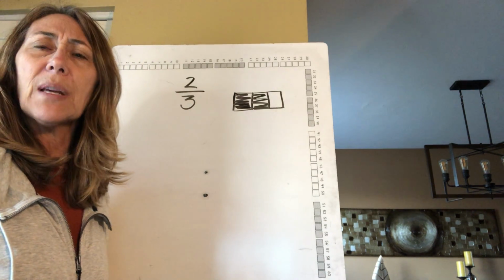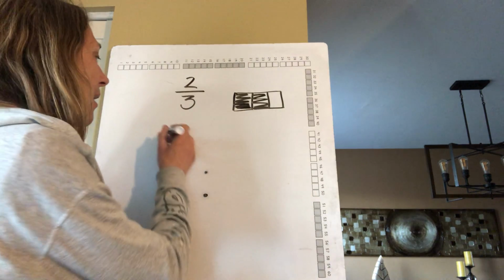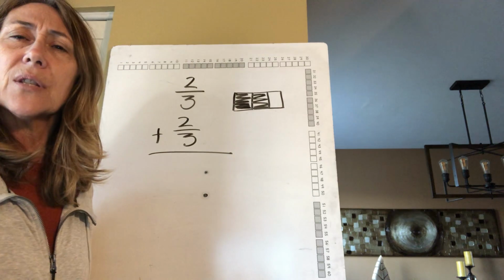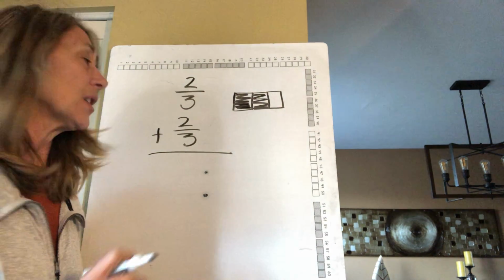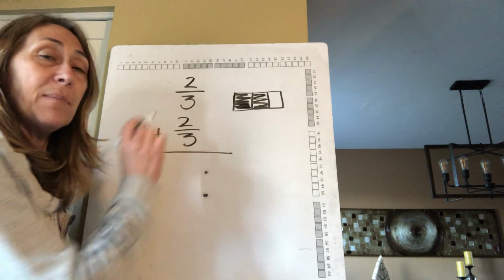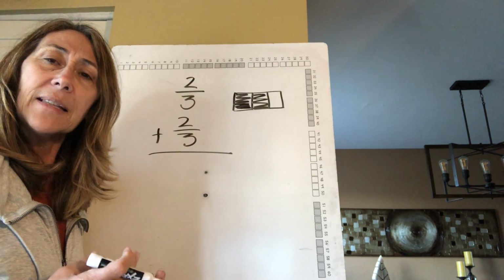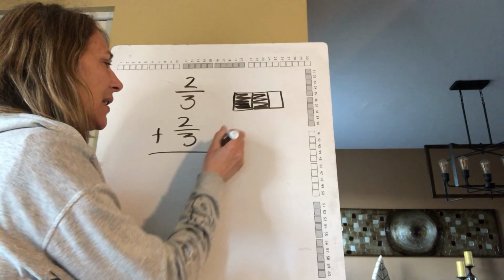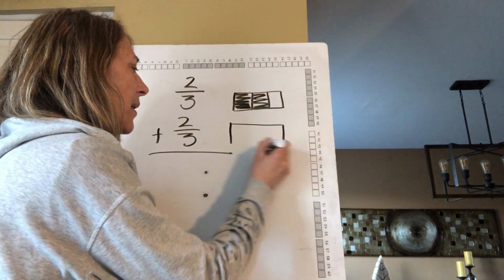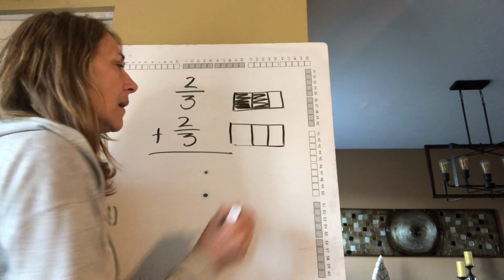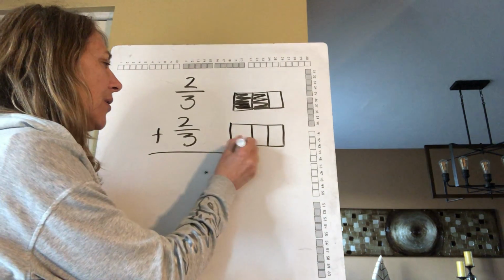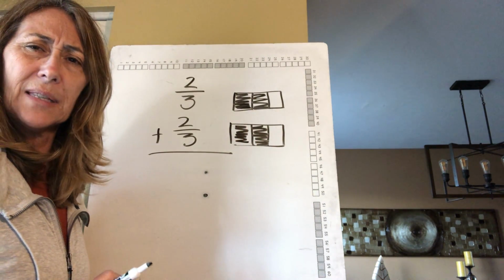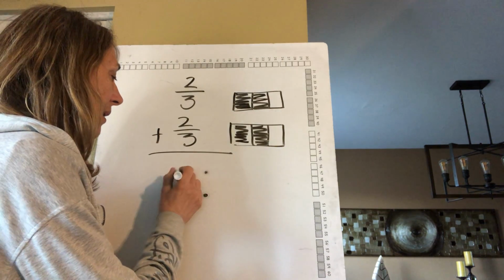So if I'm going to do something as simple as 2/3 plus another 2/3. So now I'm adding 2/3 plus 2/3. Because I have a common or the same denominator, it makes it easy. So I have 2/3, then I'm going to add another 2/3 to that. So here's my fraction bar. And I'm going to add another 2/3. My pieces are all the same size, they're thirds.